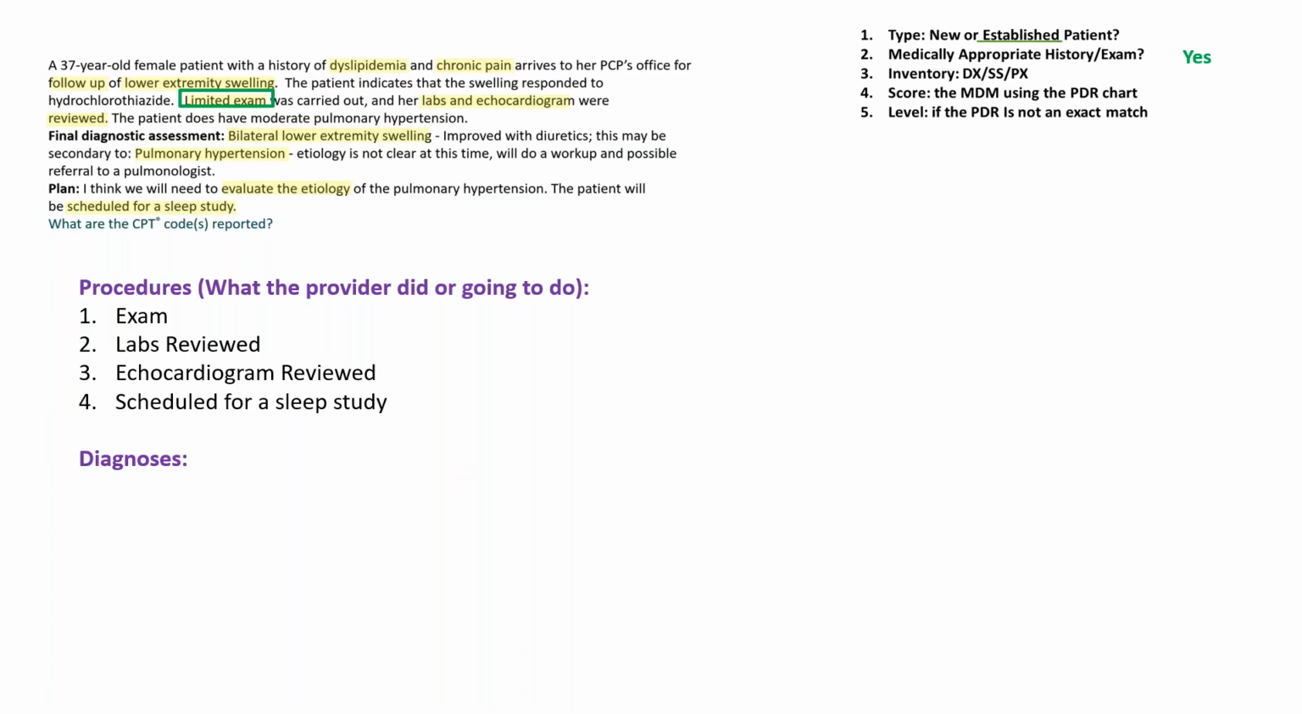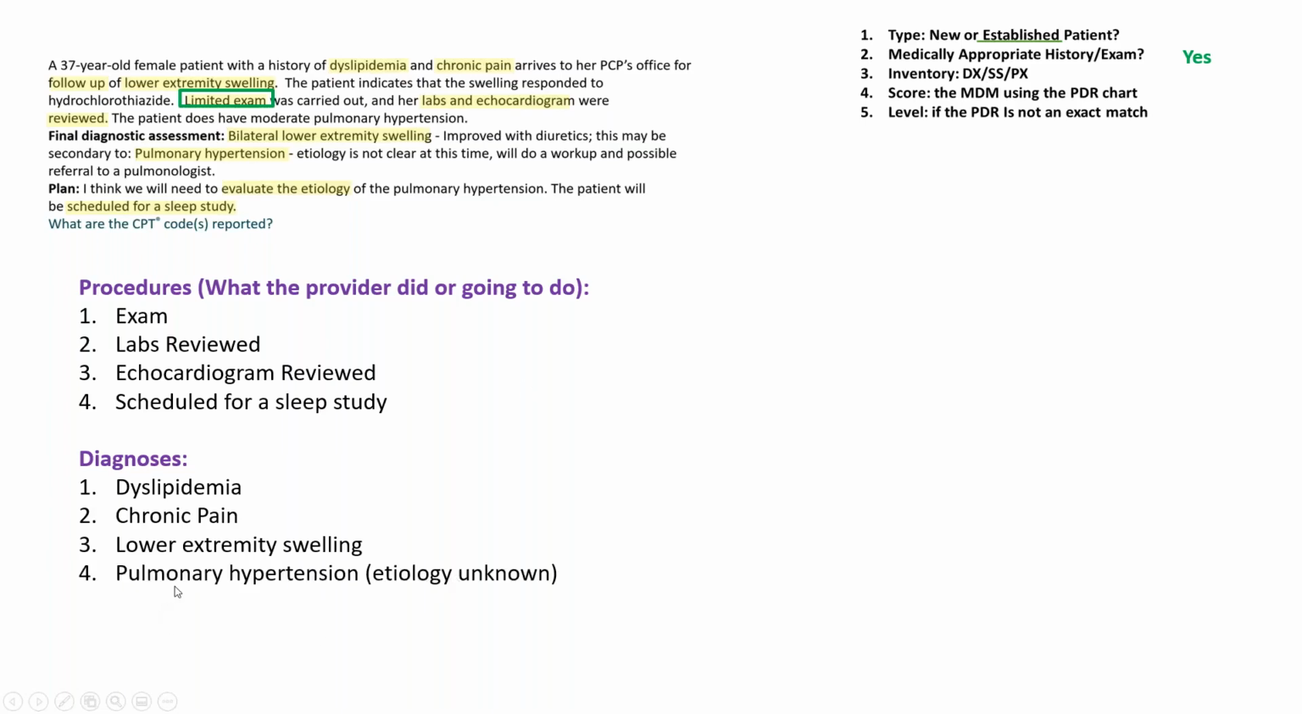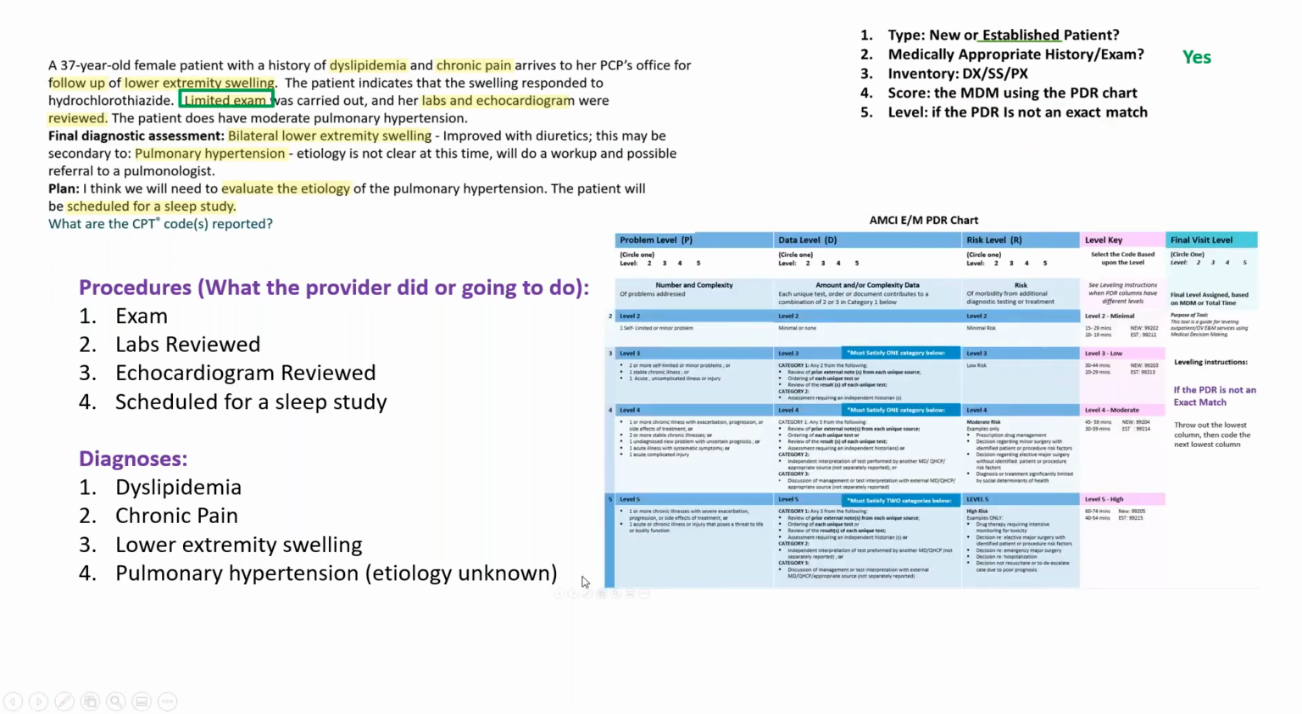let's look at diagnoses. The diagnoses in this documentation, we have dyslipidemia, chronic pain, lower extremity swelling, diagnoses, signs, and symptoms, and pulmonary hypertension. And I wrote the etiology is unknown. All right. Next, we have to do number 4. We're going to score the MDM using the PDR chart. So we'll need our PDR chart.